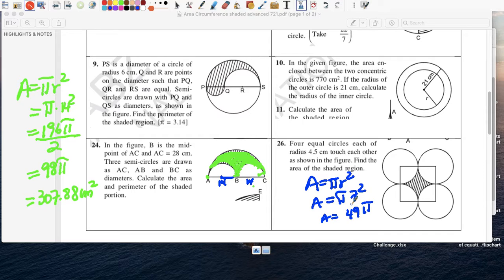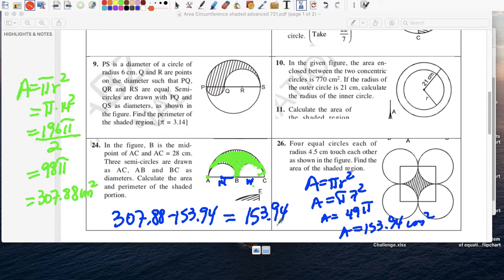So 49 times pi, enter, is 153.94 centimeters squared. So we're going to subtract: 307.88 minus 153.94. Let's see what we get. 307.88 minus 153.94 equals 153.94. Well, the area of the shaded part is 153.94 centimeters squared. Okay, so that's the area.